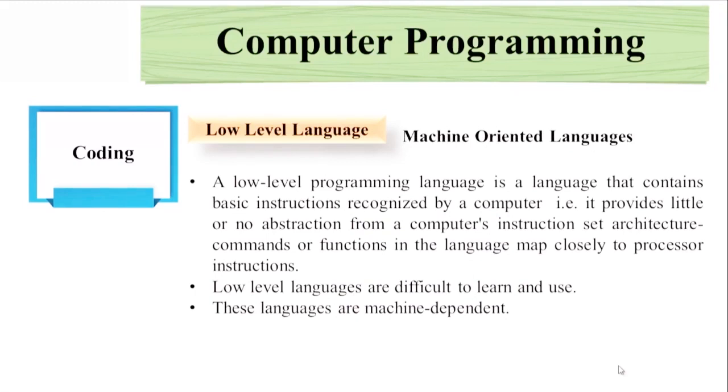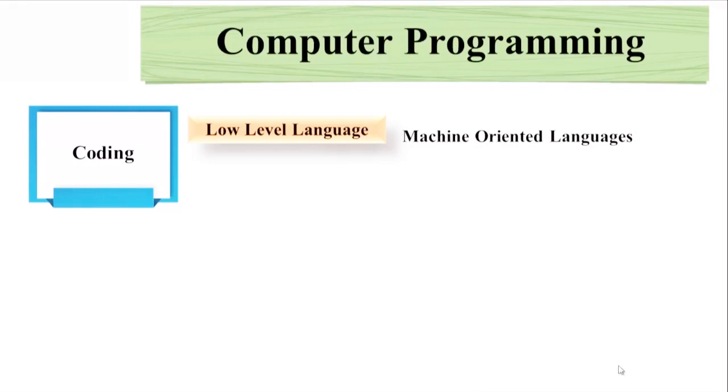A low-level programming language is a language that contains basic instructions recognized by a computer, that is, it provides little or no abstraction from a computer's instruction set architecture. Commands or functions in the language map closely to processor instructions. Low-level languages are difficult to learn and use. These languages are machine dependent.